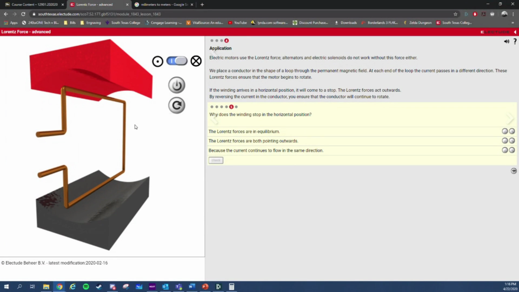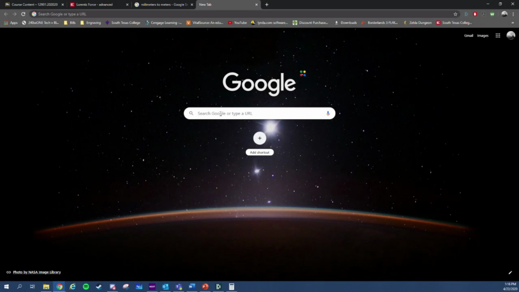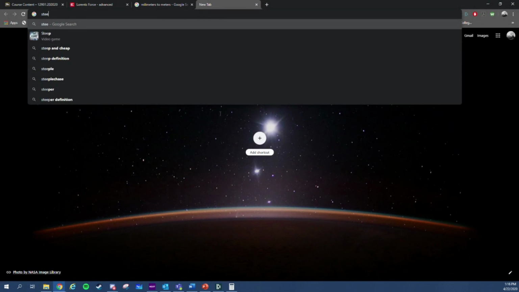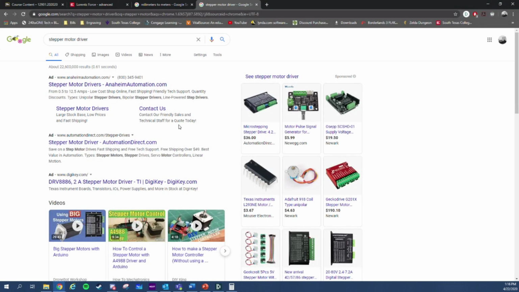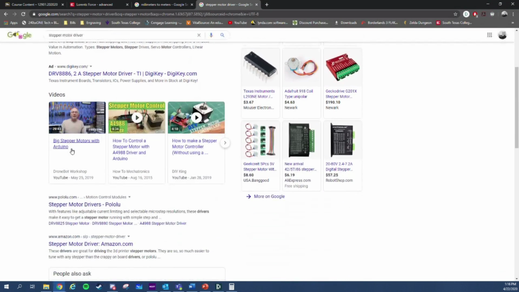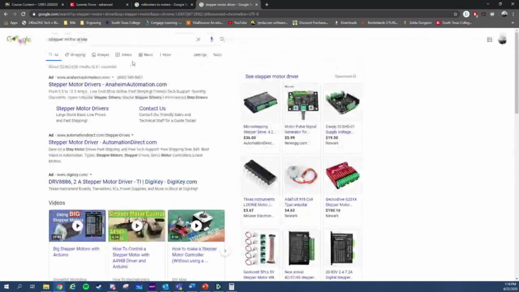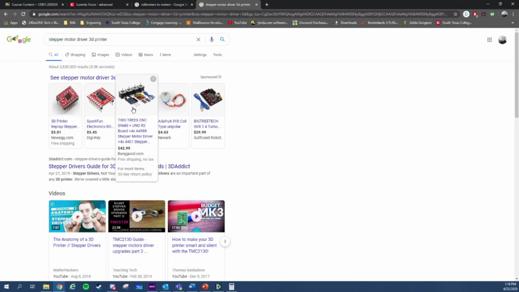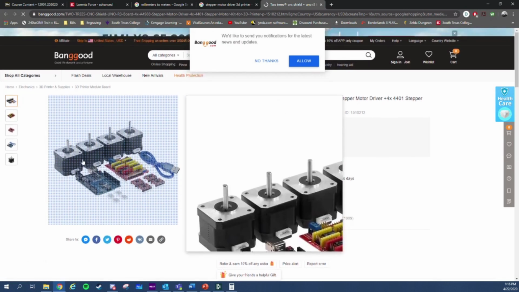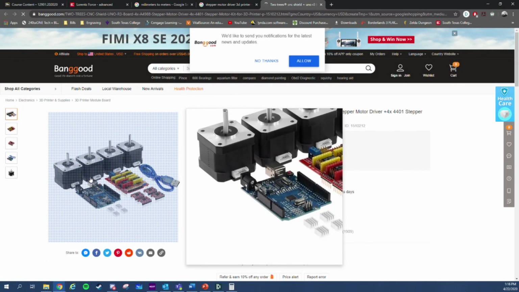Has anyone ever heard of a stepper motor? Stepper motor, not steeper. The reason I know them is because I do 3D printing, and on the printer they have stepper motors. These little motors. Let me just show you a little picture of them. These guys right here. They have many directions that they can go. They can rotate clockwise, but their precision is extremely good.